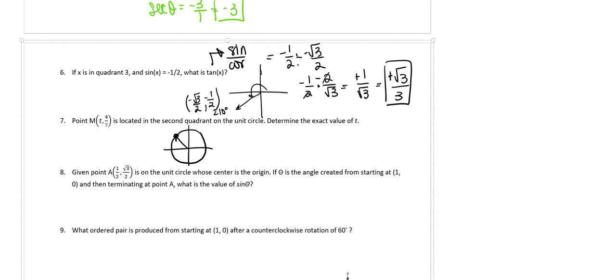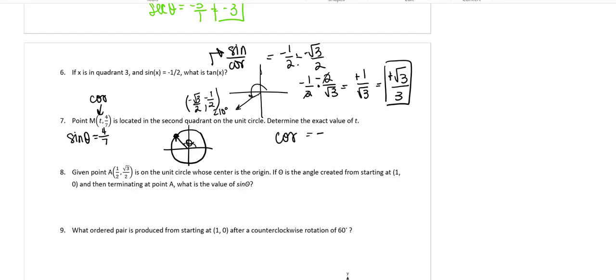So let's think about what we're doing here. I do know that 4/7 is the sine value, so sine of theta is 4 over 7. Here's my theta. It's asking me for t, which is going to be cosine of that value. I know my cosine is going to be negative because it is in quadrant 2 and my x values are negative.